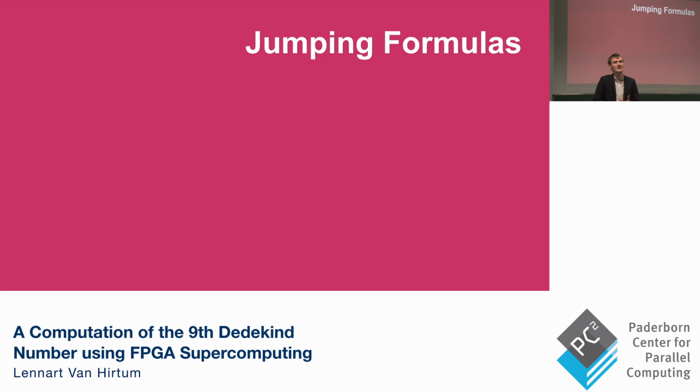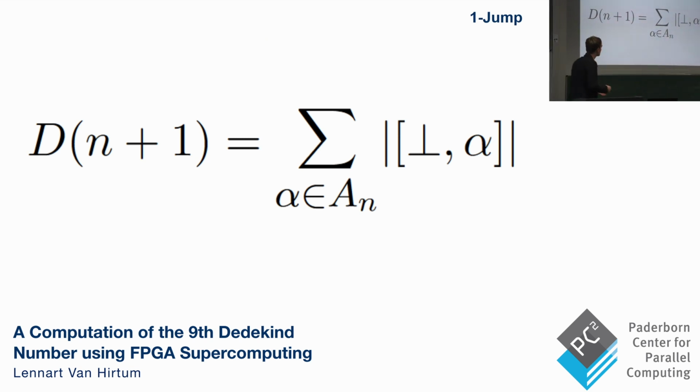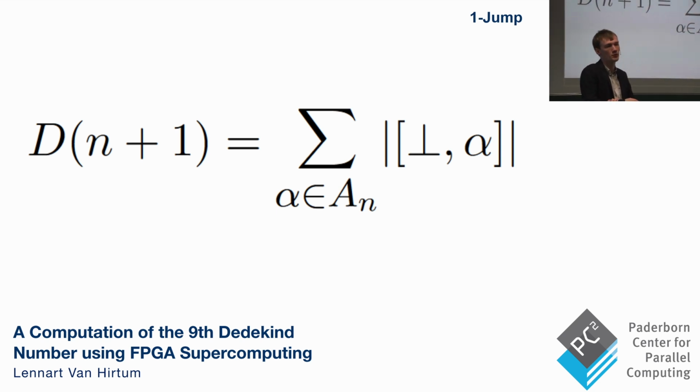So the core idea we use for computing these Dedekind numbers efficiently is what we call jumping formulas. I'll give you a very simple introduction to the most basic jumping formula we have, the one jump. So this is the formula. It doesn't look too scary, I think. We do have the big summation symbol, but it's not too bad. What we do here is we sum over all monotone Boolean functions of dimension n. This is the set of all monotone Boolean functions of dimension n. And we add up their interval sizes from bottom.